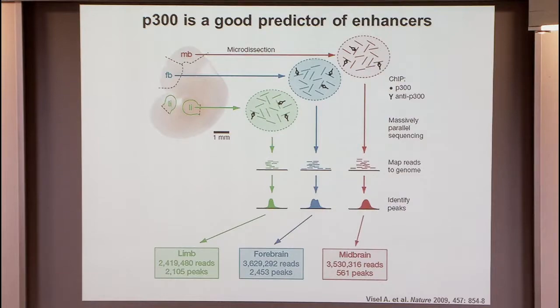And what I mentioned before in terms of P300, and I gave you that example of 85% being specific to a certain tissue, and 80% at the beginning where I showed you that ChIP-seq can be better for finding enhancers versus comparative genomics. This is from an article from my former lab at the Berkeley lab, where they used P300 ChIP-seq to find enhancers. They took tissue from the limb, the forebrain, and the midbrain, did ChIP with P300, and found peaks in the genome: about 2,100 in the limb, 2,500 in the forebrain, and 561 in the midbrain.